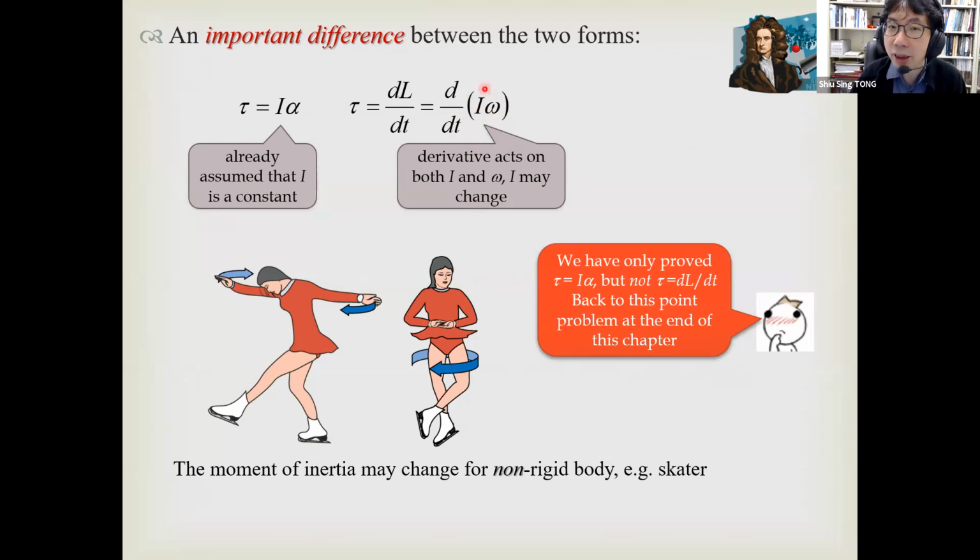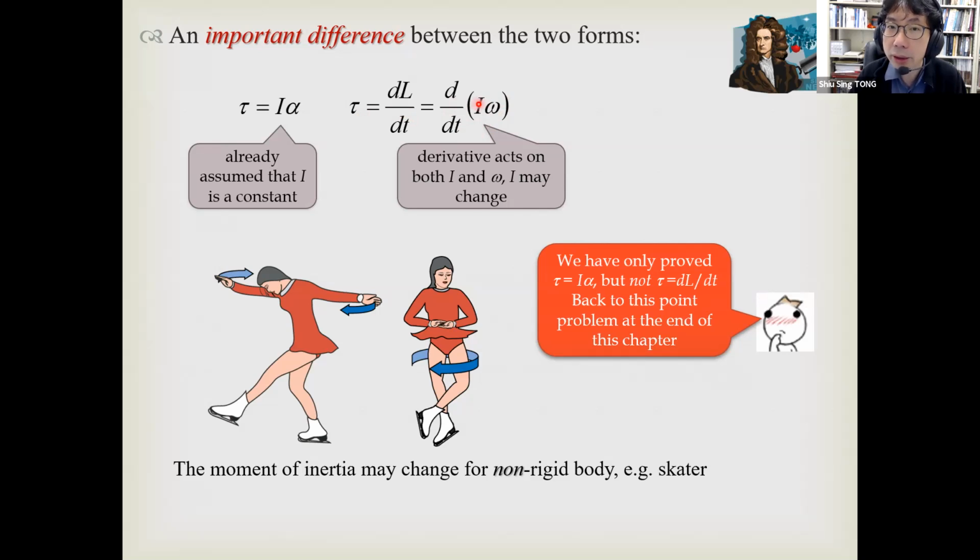Okay. Now this seems to be a miracle. We haven't proved it, and we leave the proof to the end of this chapter when we have more time to discuss the more formal mathematics of this problem. The proof is by no means easy, so I better leave it at the end as an extension. But believe me, even with I changing and the body not a rigid body, this form of Newton's second law for rotation still holds.